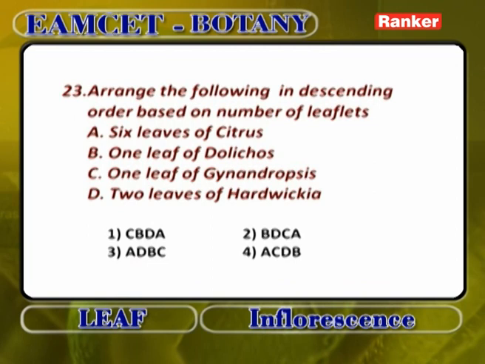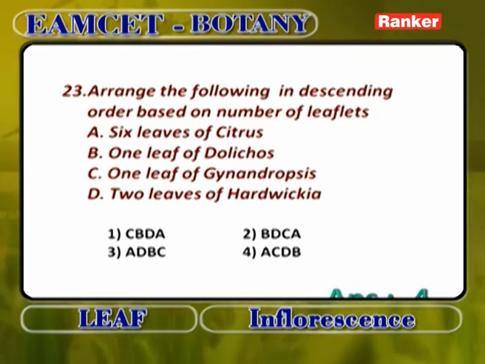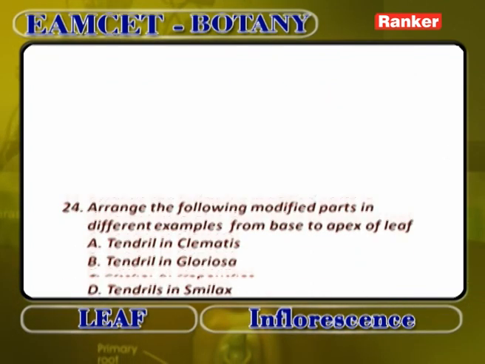Next, arrange the following in descending order based on the number of leaflets. 6 leaves in citrus, 1 leaf in Dolichos, 1 leaf in Gynotropsis, 2 leaves in Hardwickia. The answer is ACBD. Next, ACDB.